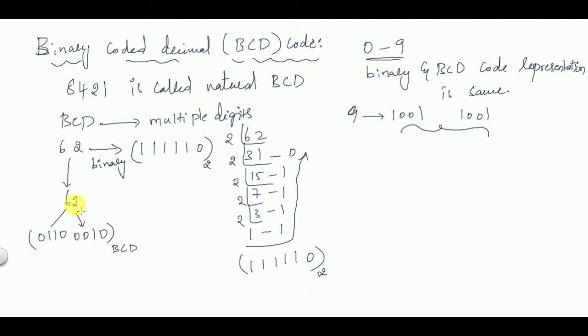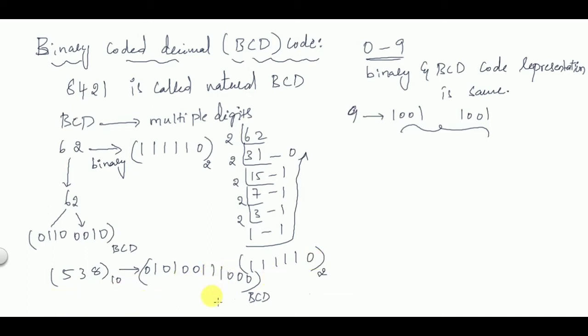Okay, understood? Similarly, if you want to represent 538 in decimal in BCD, how are we going to represent it? 5 is represented separately, 5 is 0101, right? 3 is 0011, and 8 is 1000. So this is the representation in the case of BCD. So you can represent any number of digits like this.